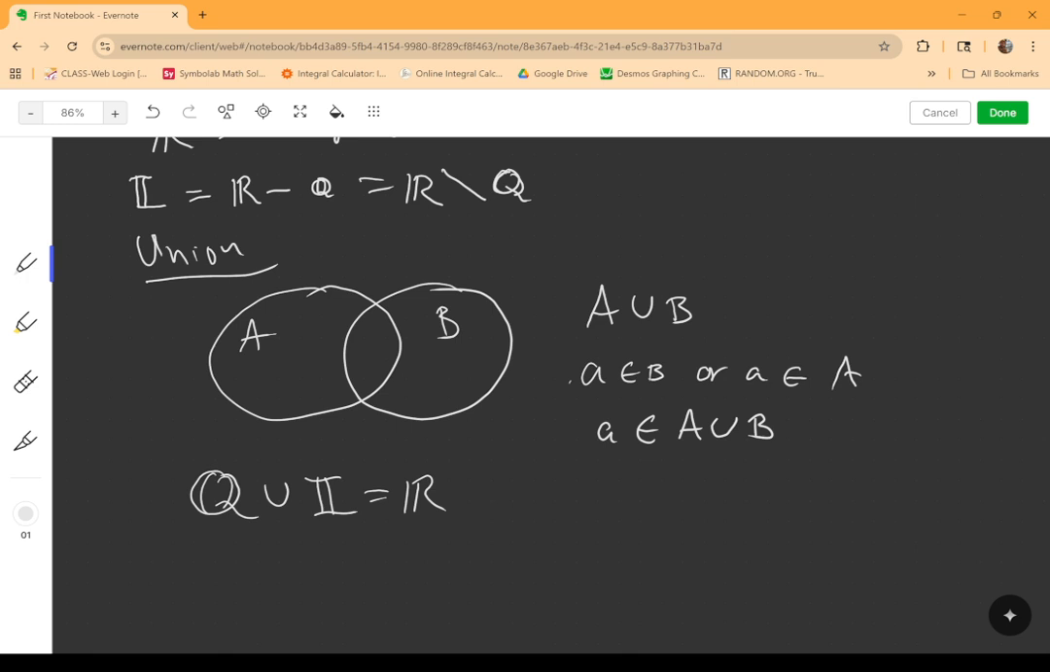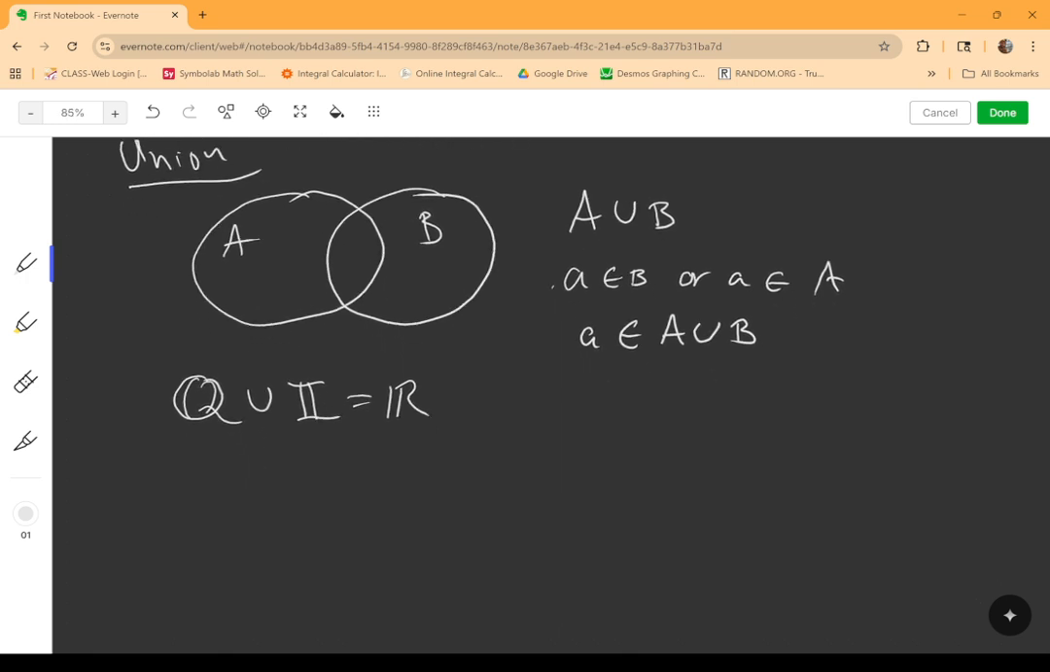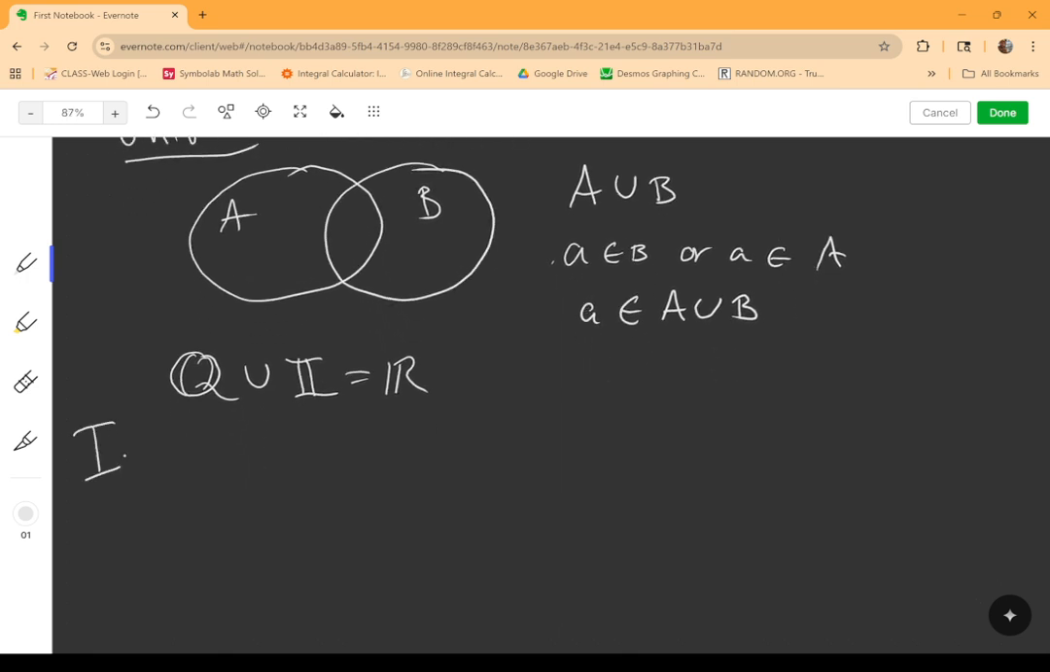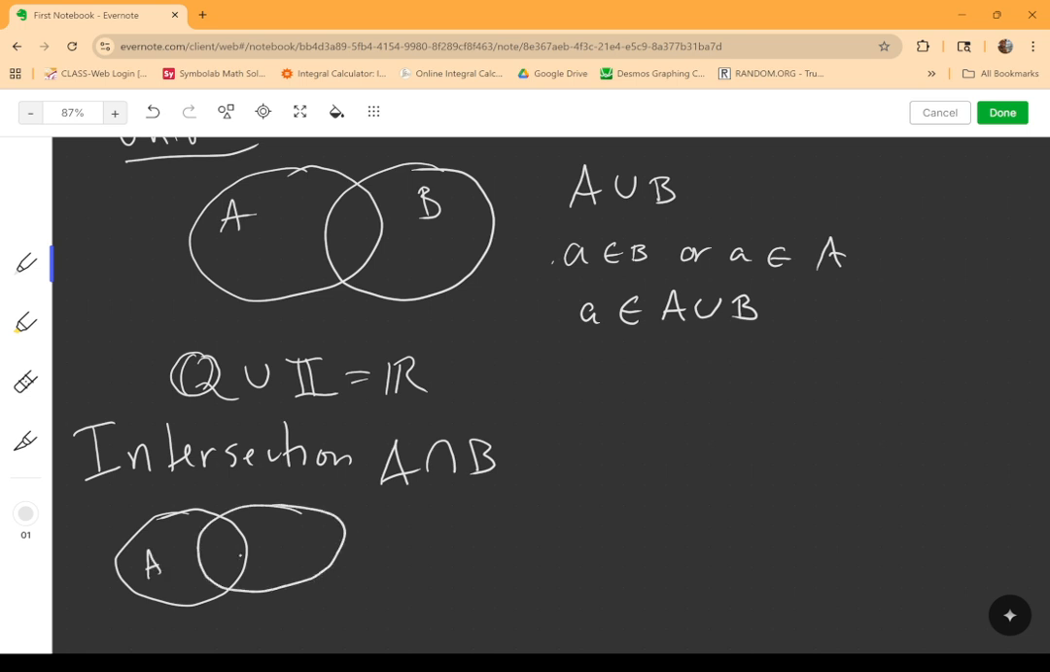Now, in that same vein, we also have the intersection, which we define as A intersection B. If this is set A and this is set B, the intersection is what is in both of them. So x needs to be an element of A and x needs to be an element of B in order for x to be in the intersection of A and B.